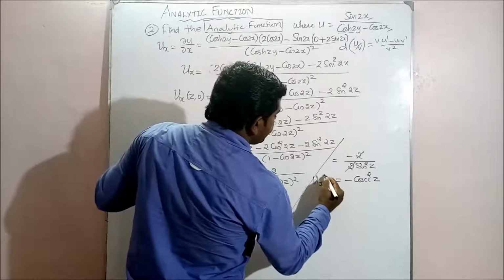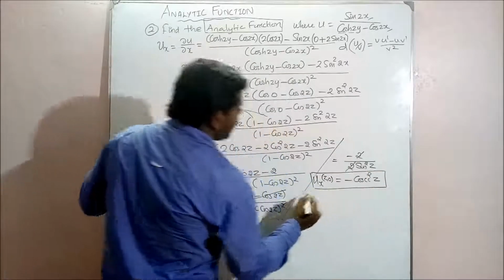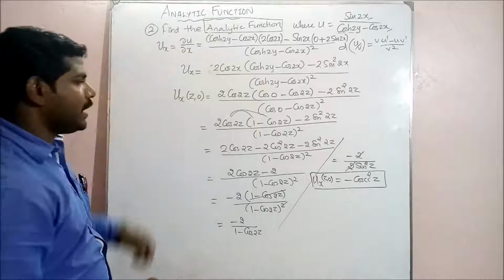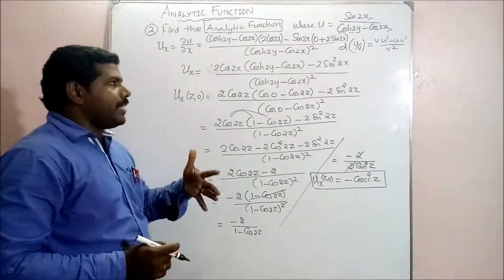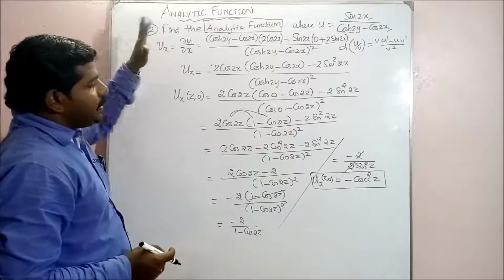So this is called ux of z comma 0. So ux of z comma 0 is equal to minus cosecant square z. So that is what we got. The real part is given, so we calculated ux. So next our aim is to calculate uy.